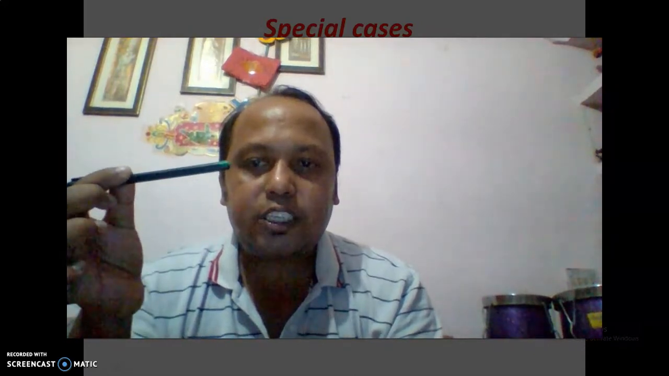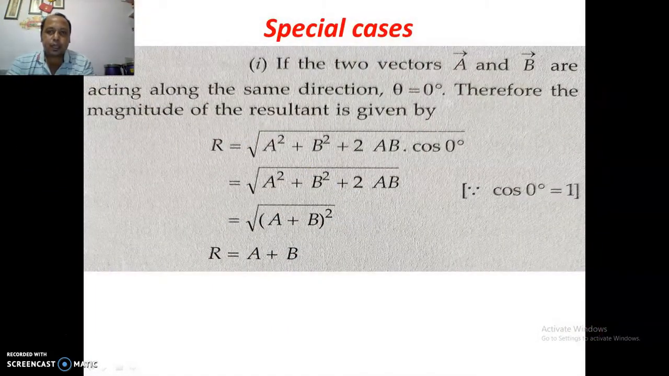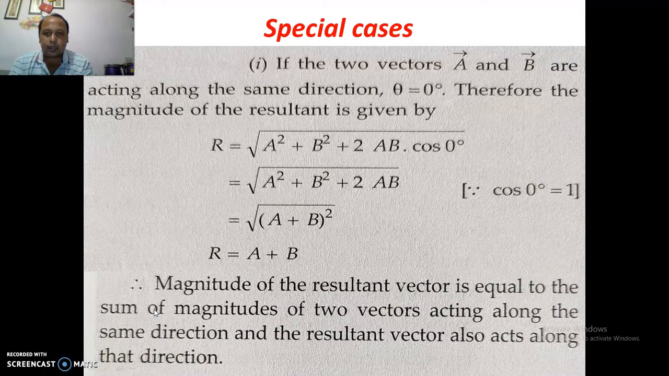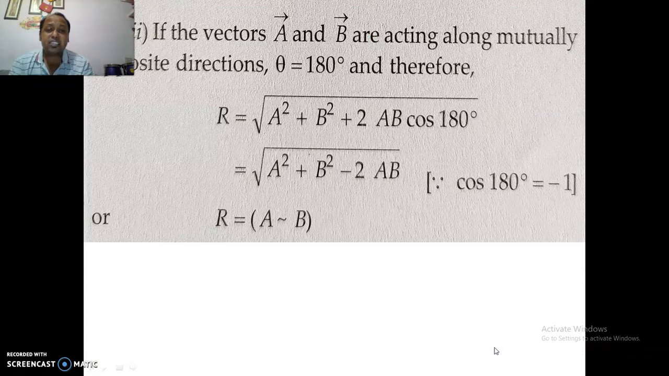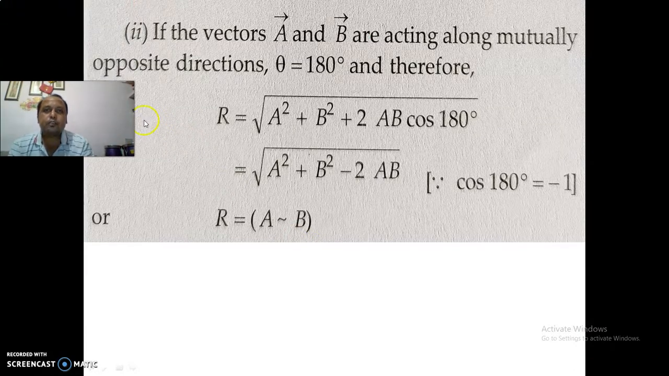Now let us see special case 2. Here you can see that when the two vectors are acting in the same direction, the magnitude of the resultant vector is equal to the sum of the magnitudes of the two vectors, and the resultant also acts along the same direction. Now let us see the second case, in which the two vectors are acting in the opposite direction, so the angle between them is 180 degree.